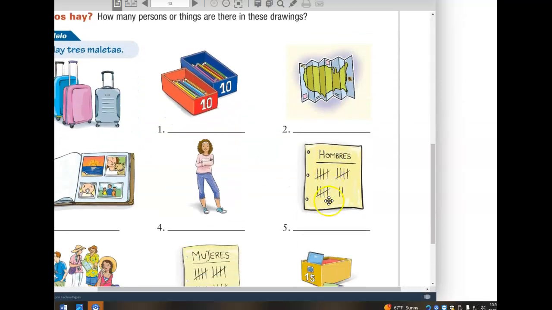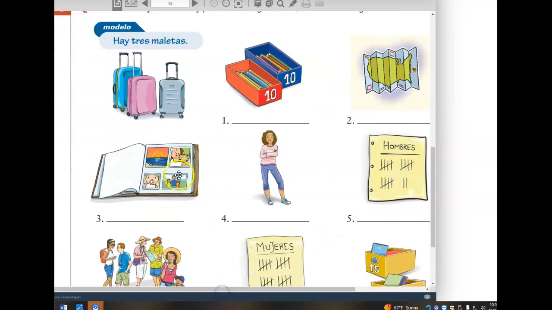Hay una mapa. This would be a diario, looks like, a diary. ¿Cuántos diarios hay? How many diaries are there? Hay un diario.